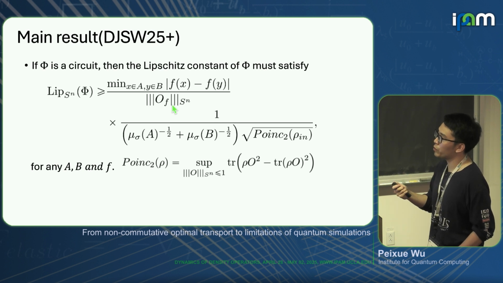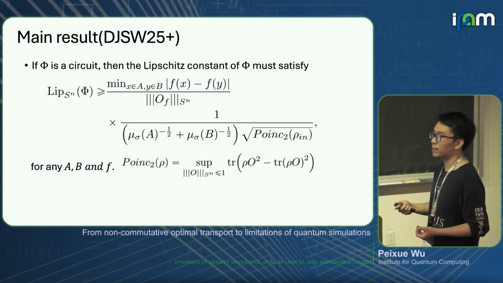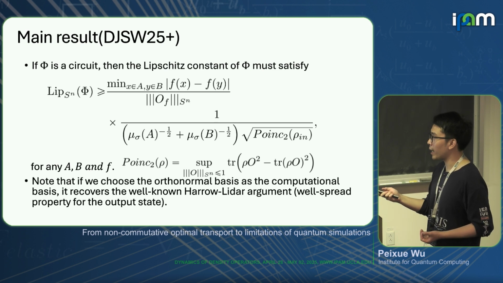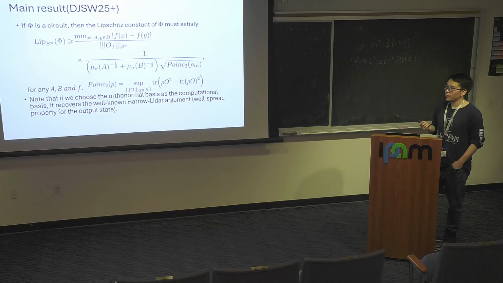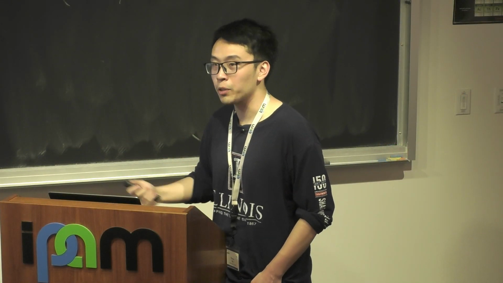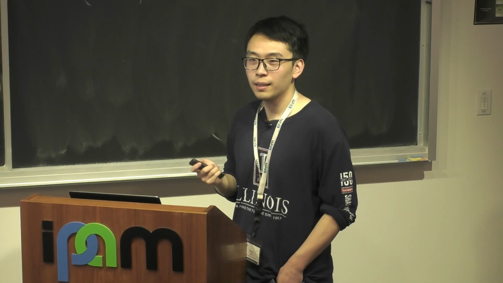In reality, what we usually choose is A and B, and you choose your function F as the distance function to A or to B. This will recover the Haar-Adler argument. Sorry, I think it's not LIDAR, it's the Haar-Adler argument. They call this the well-spread property for the output state. This is the classical literature; they already have that, but we have this flexibility of choosing A, B and F. In classical settings, the hard part for them is that they can only handle commuting Hamiltonians. Using this approach, we expect to have some non-commuting Hamiltonian lower bounds. Hopefully that can be interesting to that community, but I'm not so sure.